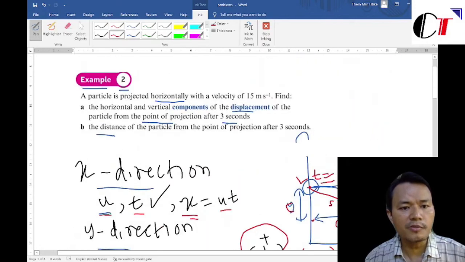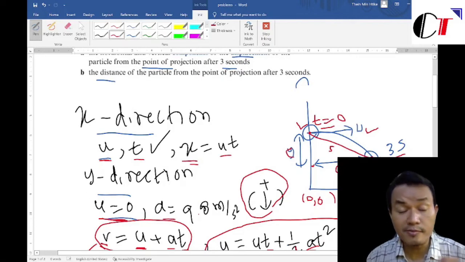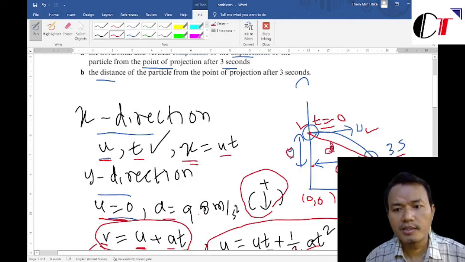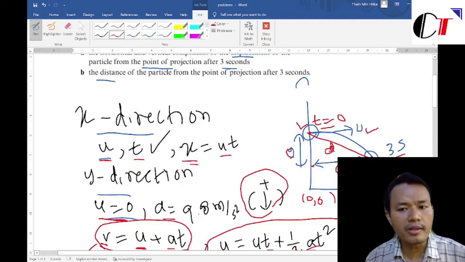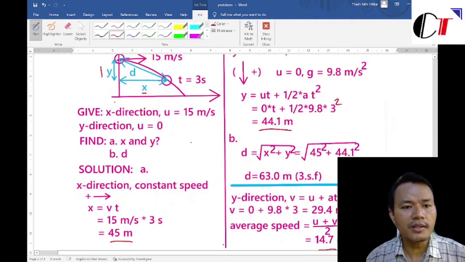And of course, for finding the distance of the particle from the point of projection, as I said earlier, this is the point of projection, and this is the position at time t equal to 3 seconds. You want to find the distance d here, and this distance d is at a right angle with x and y. So it's a right angle triangle. You can use the Pythagorean theorem to find that. It's very straightforward and easy.